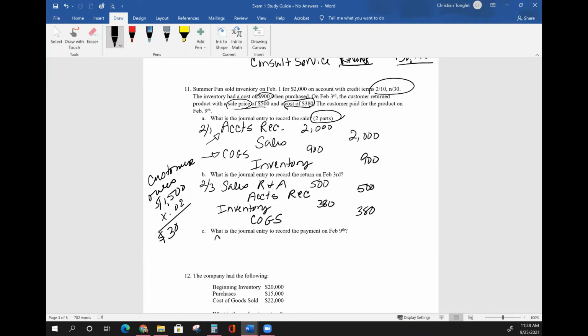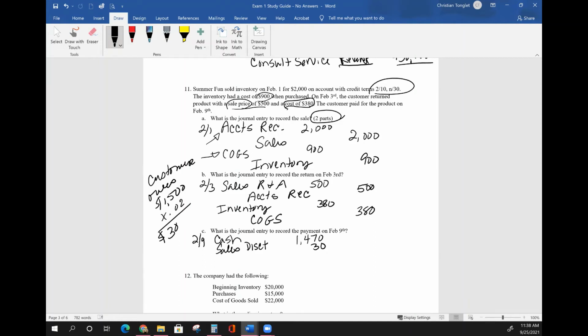When I receive the cash on February 9th, how much am I receiving? I'm receiving $1,500 less that $30, which is $1,470. Right? That's the cash coming in. So I have to debit cash. I know that part of it. What is my account that I use if I've given a sales discount? We're going to use sales discount to do the debit for that. It's going to be $30.